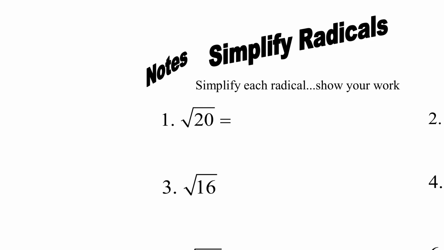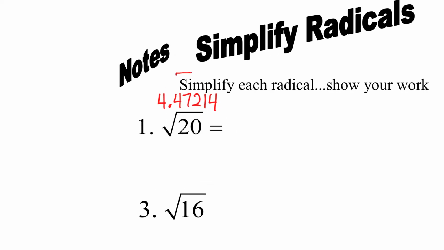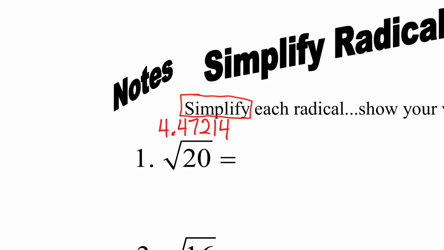Okay, so I want to simplify these. So real quick, in your calculator, type in square root of 20. Tell me what that is. 4.47214. Is that what it is? Okay. What we're going to be doing today is simplifying these radicals, these square roots. And when I say simplify, I do not mean do this. Do not give me the decimal. That's not what simplifying means. I just wanted to write it down this one time so you can see this is not what I'm talking about when I mean simplify.